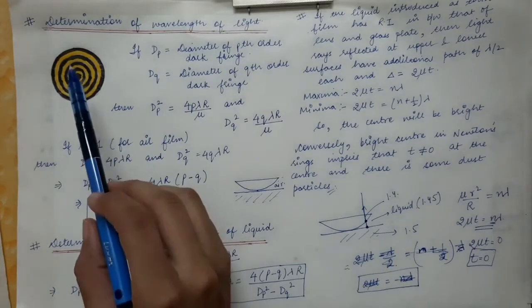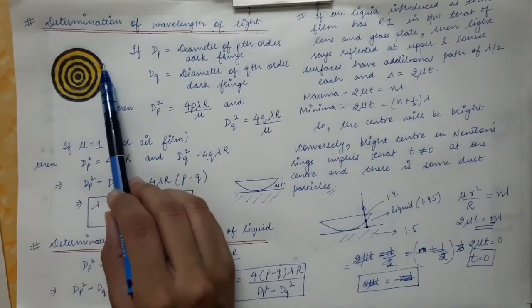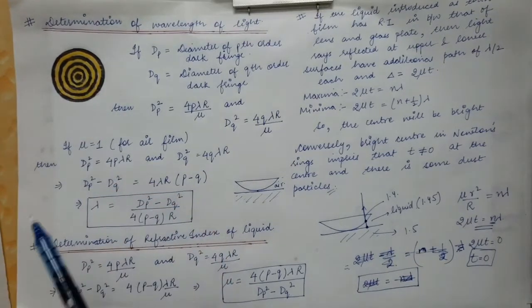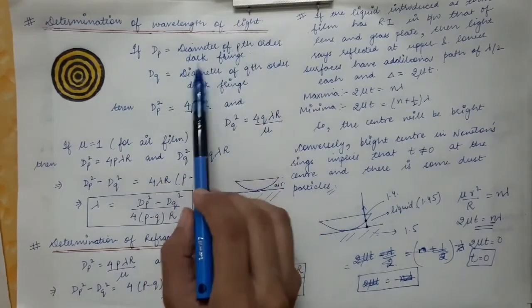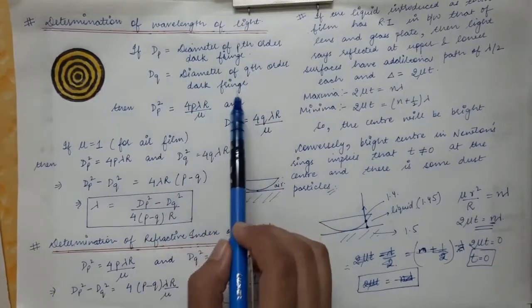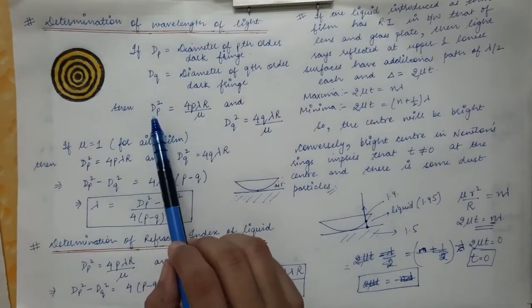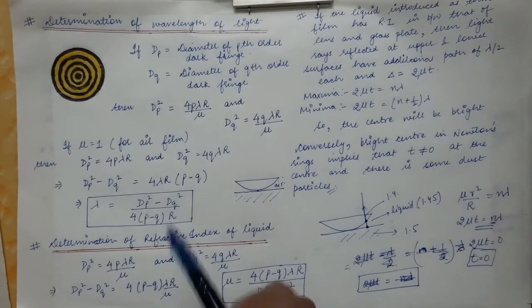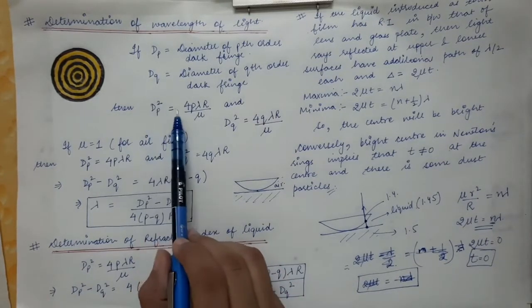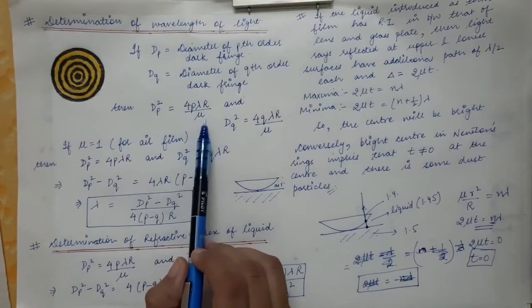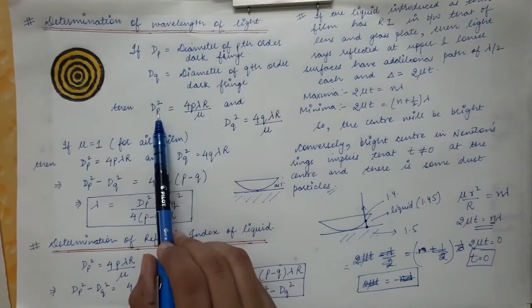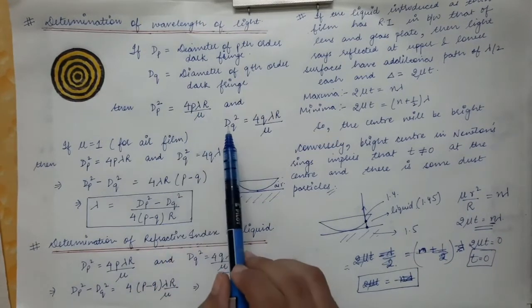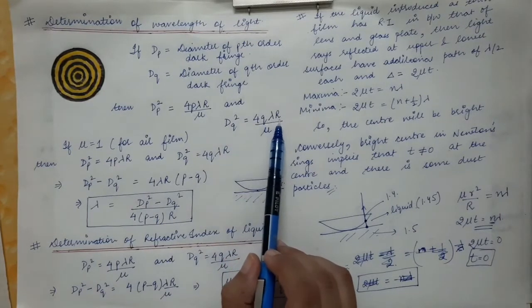So dp is the diameter of the pth order dark fringe, and dq is the diameter of the qth order dark fringe. We have already seen that for a dark fringe, dm square is equal to 4m lambda r by mu. So for the pth order dark fringe, dp square is equal to 4p lambda r by mu. Similarly, dq square is equal to 4q lambda r by mu.